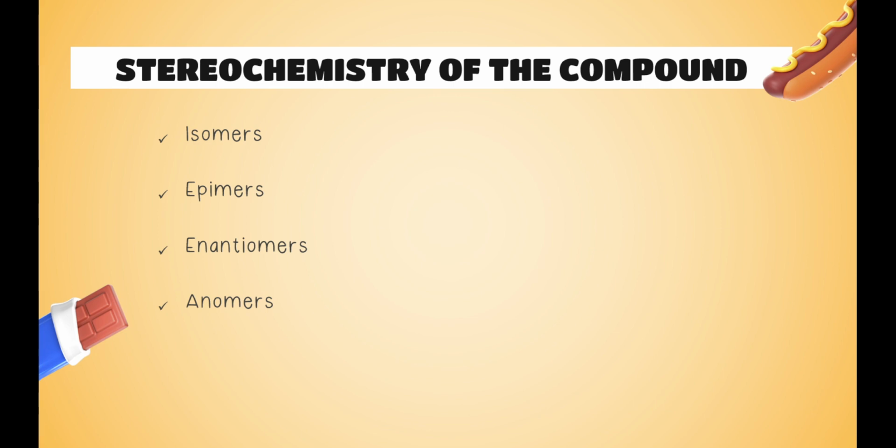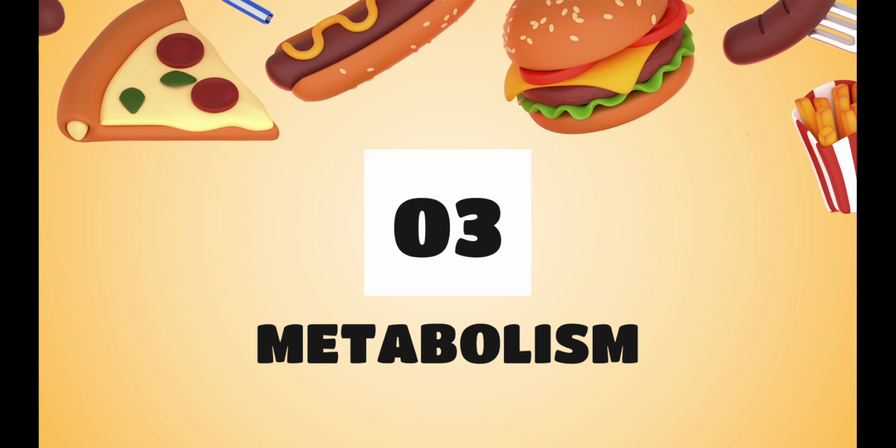Anomers, meron po tayo nung pyranose and furanose. Then we have the alpha and beta. Alpha, opposite, below. Beta, opposite, above. So we are done with our classification. Now let us proceed with the metabolism.